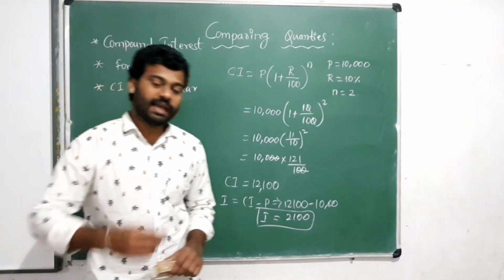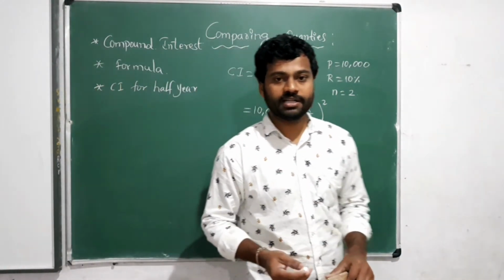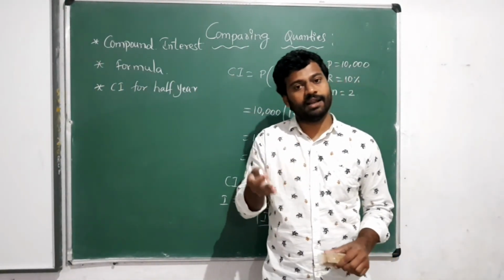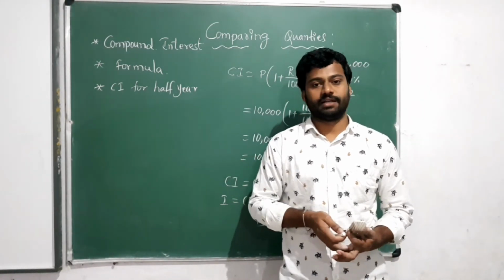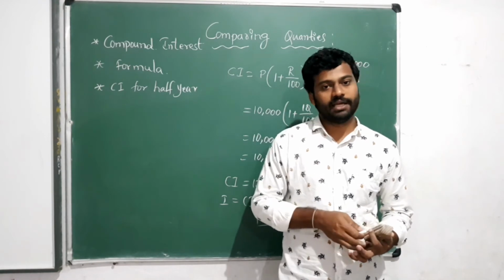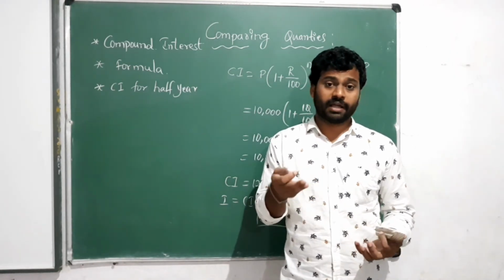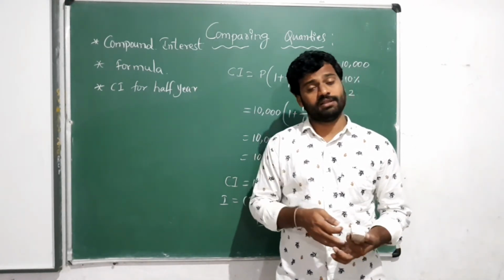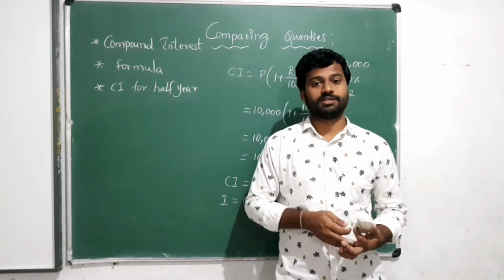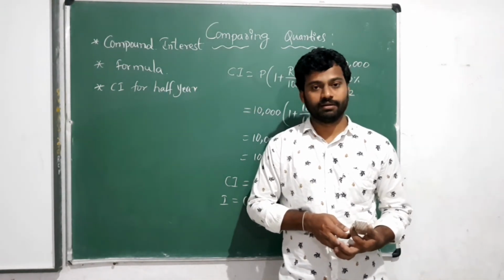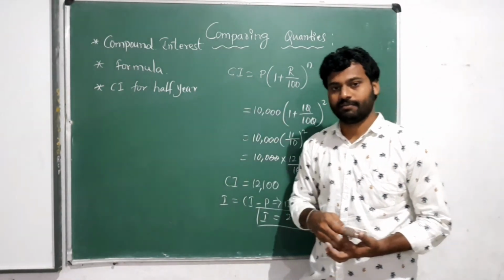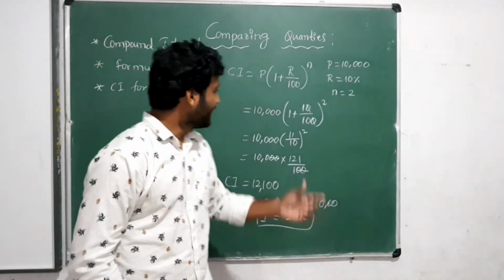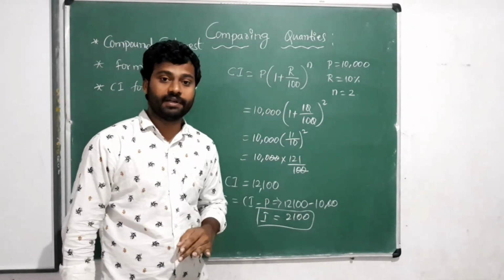Clear or not? See, I said already, compound interest we can take yearly or half-yearly, semi-yearly also we can take. Half year is nothing but semi-year. Sometimes, if you want, you can take it for every month also, or once every 3 months. Quarterly also we can take. Clear or not? But we will find it for the half year.